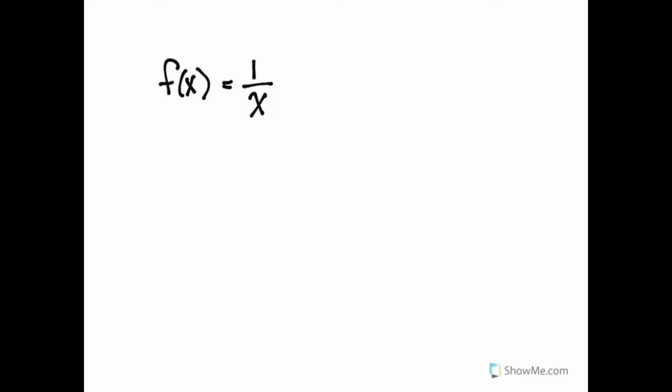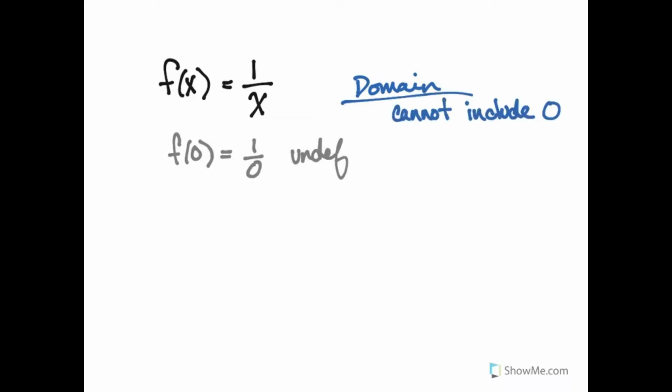Suppose we have a function f of x equals 1 over x. The input set, or the domain for this function, should come from all the real numbers. But if I put 0 in for x, I get 1 over 0, which is undefined. 0 acts like a rock in the machine, and the domain of this function cannot include 0. So the domain of this set is any real number except for the number 0.